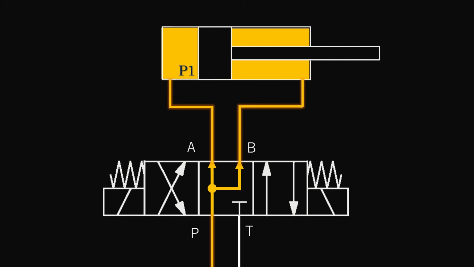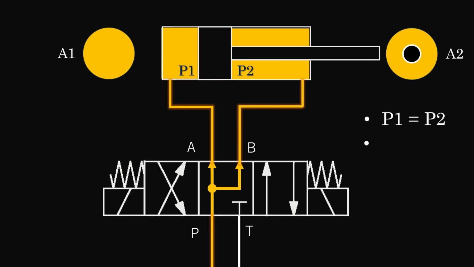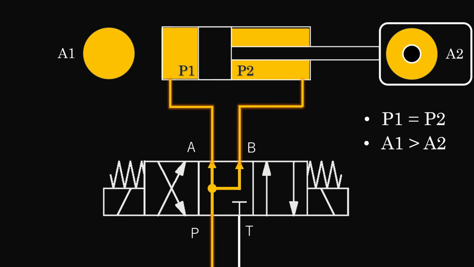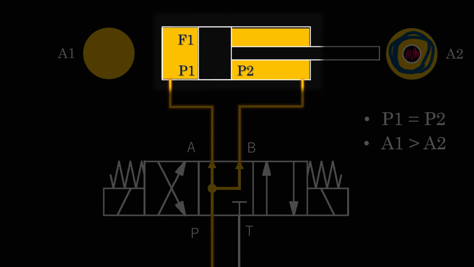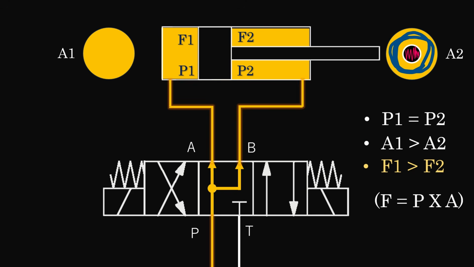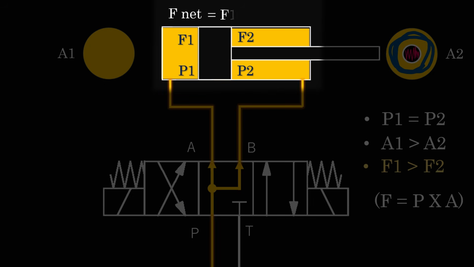Now here is the important concept. The pressure on both sides of the piston is almost the same, but the effective areas are different. On the piston side, pressure acts on full piston area, but on rod side, pressure acts only on the annular area because part of the area is occupied by the rod. So the force on piston side is always greater than force on the rod side. So even though oil is supplied on both sides, there is a net force that pushes the cylinder to extend.